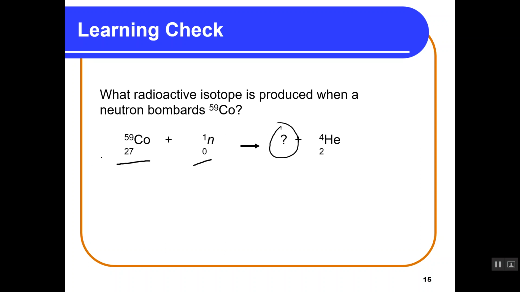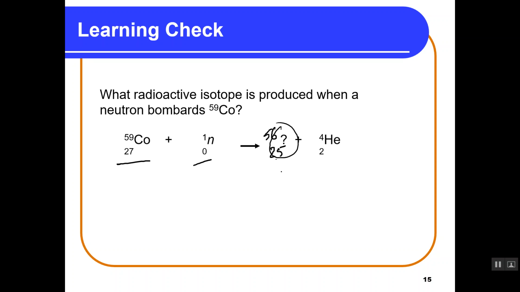So basically, we look at the atomic numbers first. We see that the sum on the left side is 27, and we have 2 here, which means that the atomic number for this element must be 25. 25 plus 2 gives you 27. And then as far as the mass numbers are concerned, we have a total of 59 plus 1 on the left side. We have 4 here, right? The total on this side must be 60, which means that the mass number here must be 56. All right, 56 plus 4 gives you 60, which balances with the 59 plus 1.